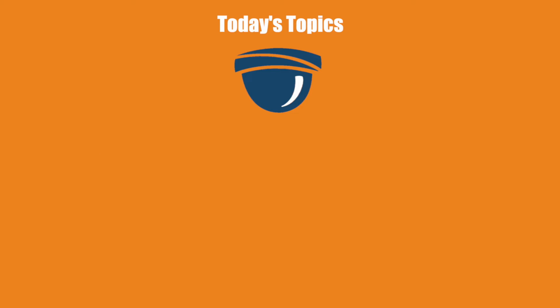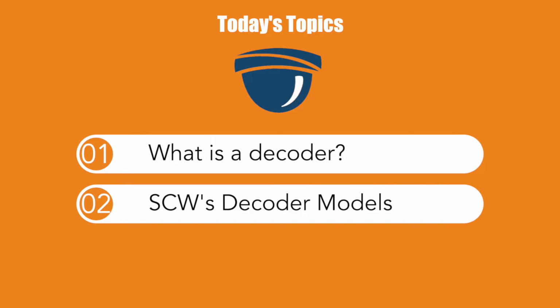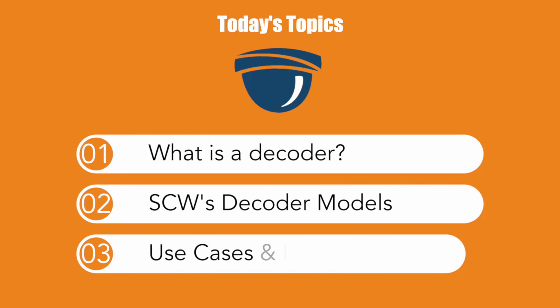So I want to first start off by covering what sections we'll be working through in this episode. First, we're going to cover what is a decoder, that way everyone's on the same page. Then we'll move into the options that SCW provides for decoders. And then we'll wrap up and finish with actual implementation and use cases for decoders, covering video wall setups and live viewing best practices. Without further ado, let's jump in.